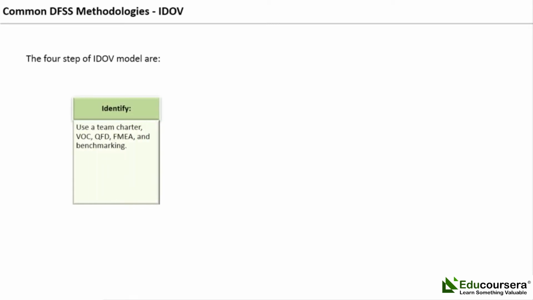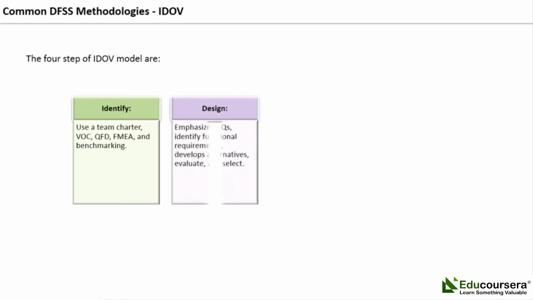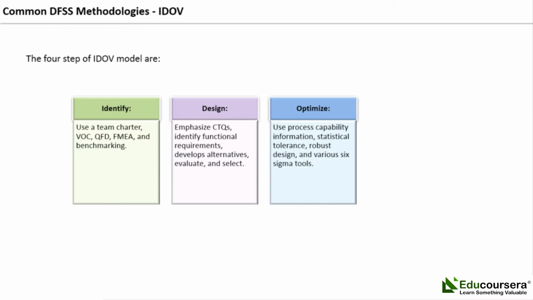IDOV, common DFSS methodologies. The 4 steps of the IDOV model are: Identify, use a team charter, VOC, QFD, FMEA, and benchmarking. Design, emphasize CTQs, identify functional requirements, develop alternatives, evaluate, and select. Optimize, use process capability information, statistical tolerance, robust design, and various Six Sigma tools. Validate, test and validate the design.